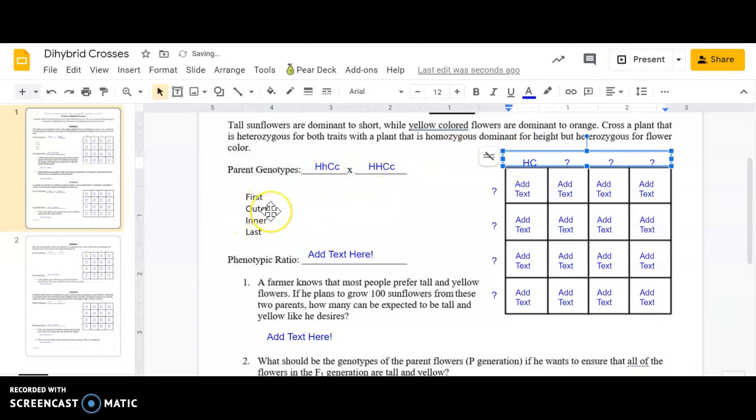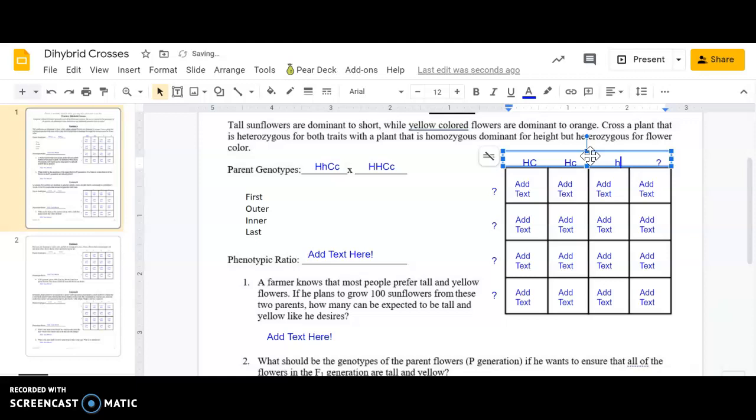Then we have the outer letters of each trait. So that means we're going to use this first H here and this lower C here because they're on the outside. So that gets those combined. So that would be a capital H and a lower c. Then our inner letters are going to be the inside letters of each trait. And so we have the little h and the big C.